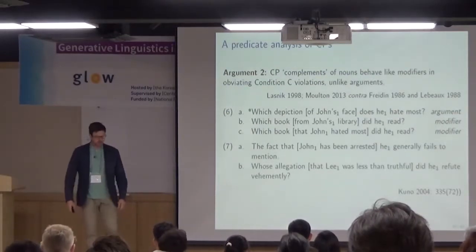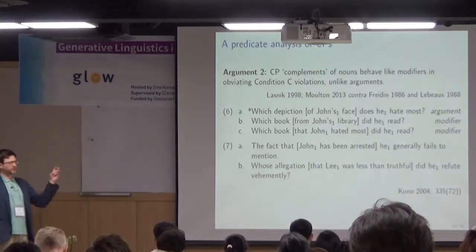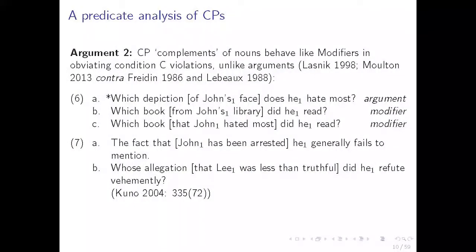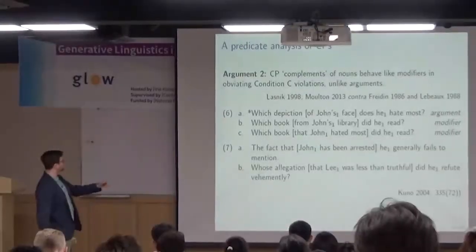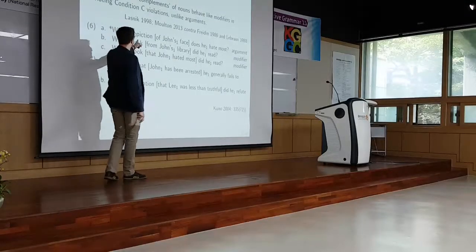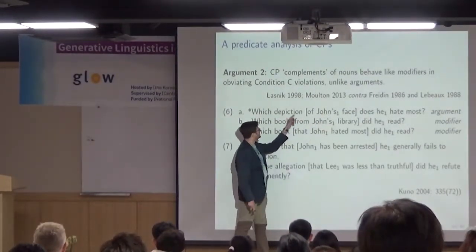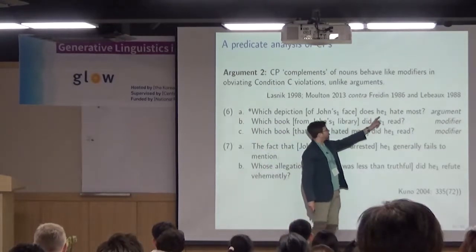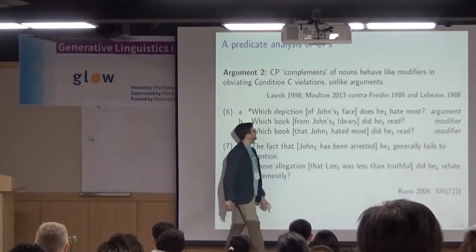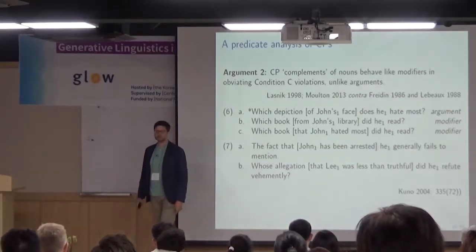The second argument is that CP complements to nouns, and I put complements in quotes now because that's the whole issue, CP complements behave like modifiers in binding theoretic ways. So you've probably learned in introductory syntax that when you have an argument of a moved noun phrase, that argument must obligatorily reconstruct, and it will produce condition C disjoint reference effects, like in 6a, which depiction of John's face does he hate most?